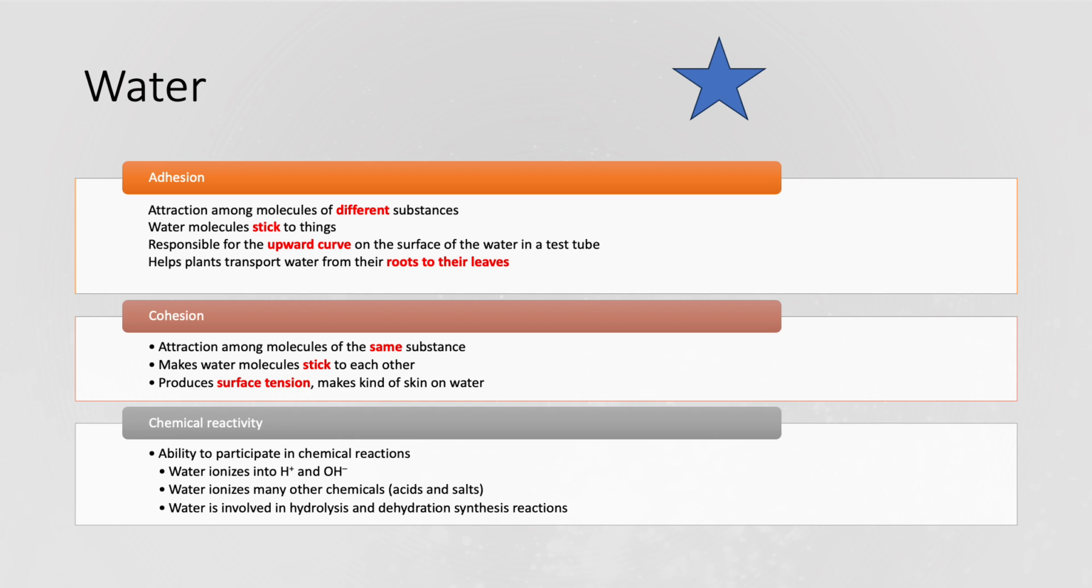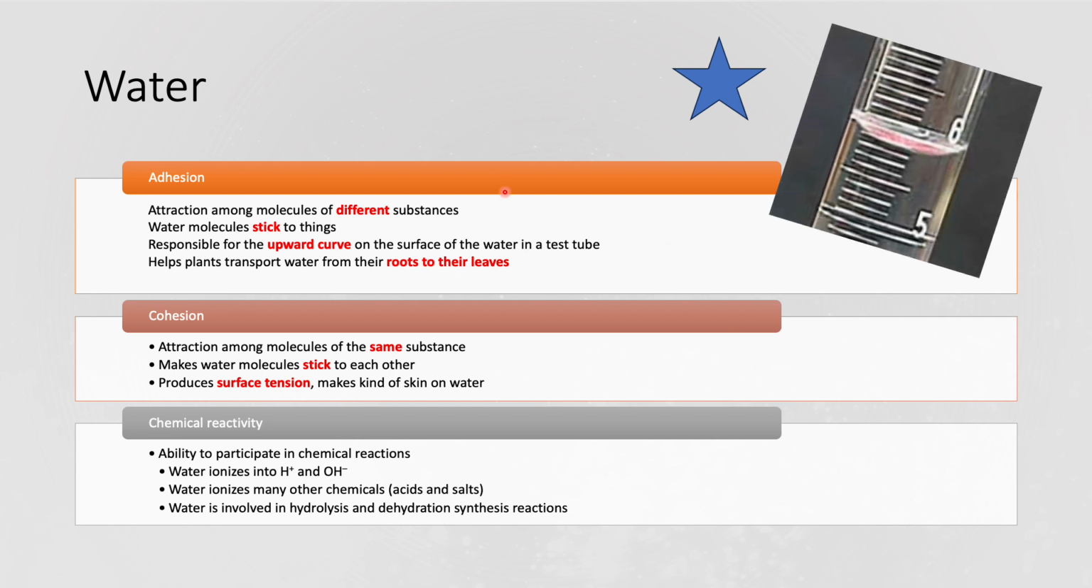Other properties of water: adhesion. So adhesion is the attraction among molecules of different substances. So water molecules stick to other things. This is why there is an upward curve when you take a look at water in a test tube. This is also how water is able to go from the roots to the leaves, because of the adhesive properties of water. Because water molecules like to stick to things.